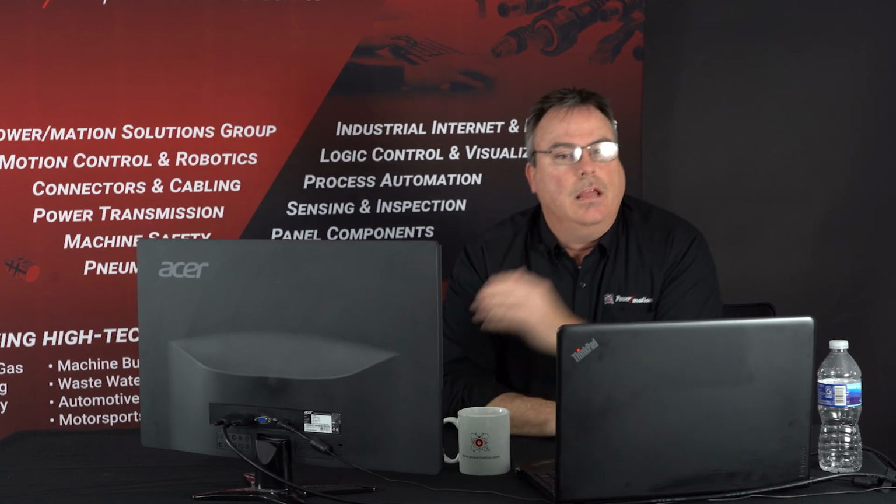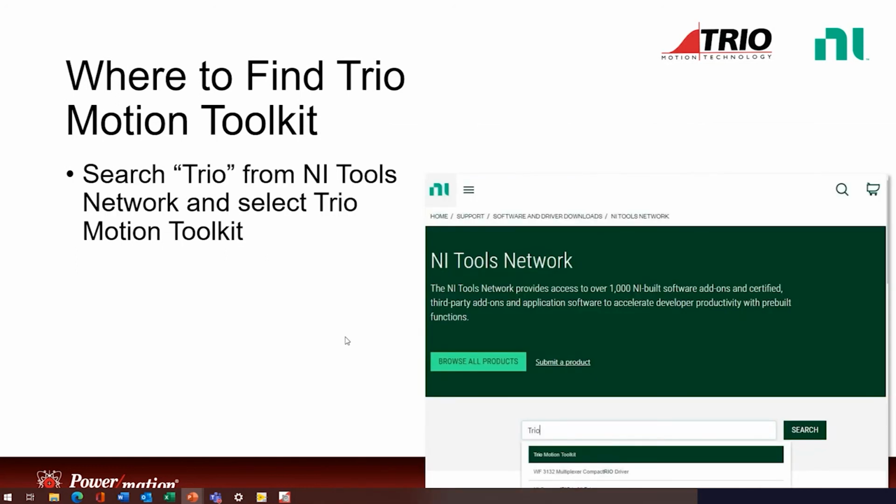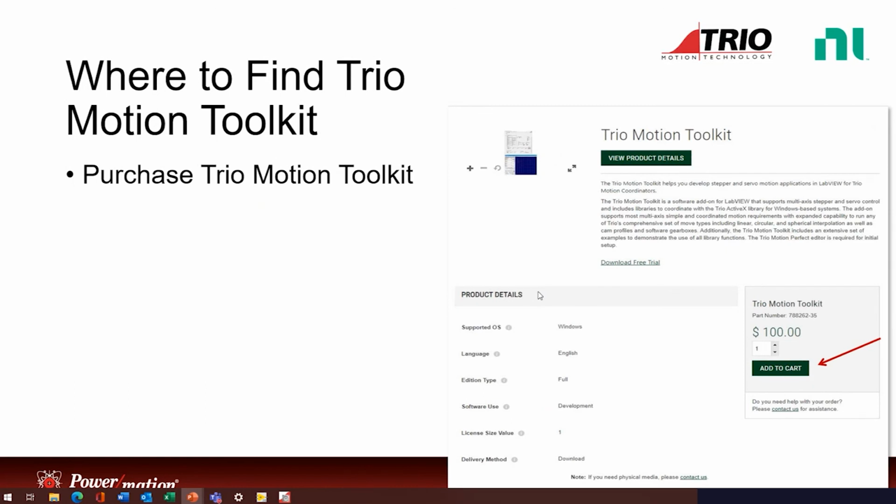That was awesome, Eric. Where can customers find the Trio Motion Toolkit in the LabVIEW environment? That's a great question, J.D. Here's where you find the Trio Motion Toolkit. Go to any of your LabVIEW programs, and under the Tools pull-down, go to Find LabVIEW Add-ons. That'll bring you directly to the Trio Motion Toolkit under the NI Tools Network. There, type in Trio, select Trio Motion Toolkit, and you will then be able to load it from the Trio Motion Toolkit screen and purchase it directly from NI.